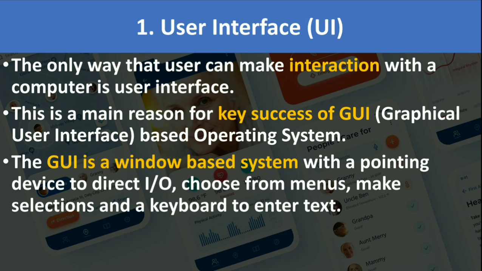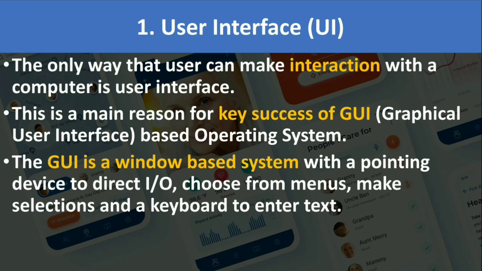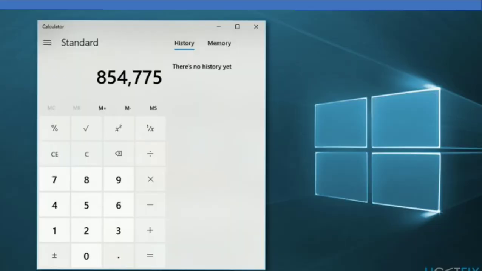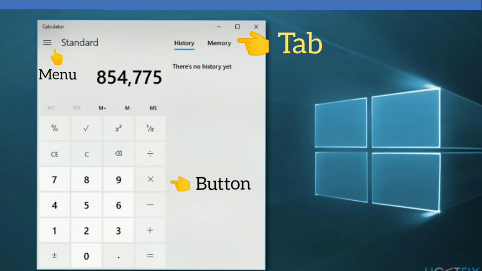And this GUI is window based system. Window based system means in Windows operating system, whatever application you open, it will open in a rectangle box shape. That is what Windows based system. Imagine that you are opening calculator application. The outer look is box in shape. So that is what window based system.